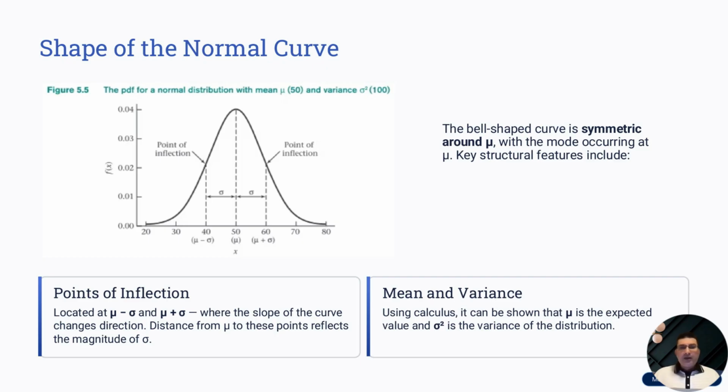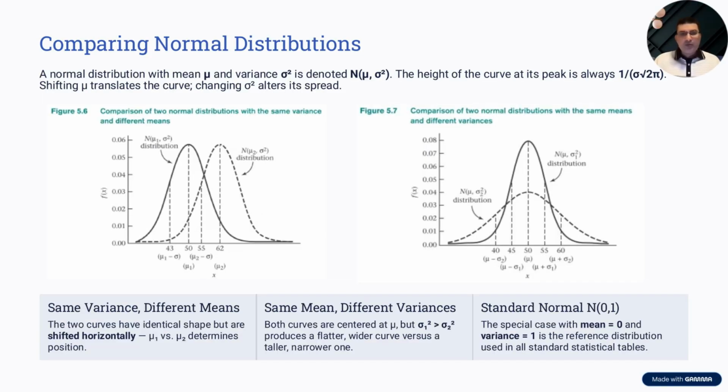And interestingly, if you dig into the math, you'll find that mu really is the average, and sigma squared really is the variance. Now, when we compare different normal distributions, we're really looking at two things: where the curve is located and how spread out it is.